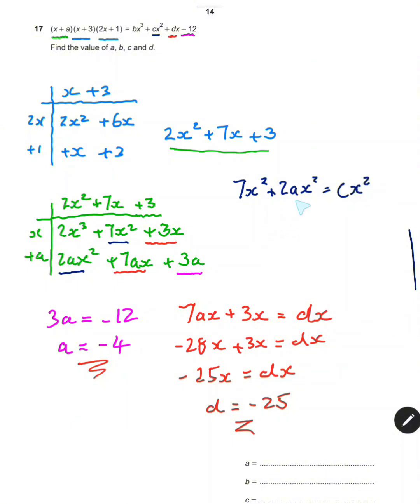I know what a is. I got a right back here. a is minus 4. So this becomes 2 times minus 4, which is minus 8. And then we've got x squared. I've still got 7x squared. And that still comes to cx squared. 7x squared take 8x squared is minus 1 x squared, which is still cx squared. C must be minus 1.